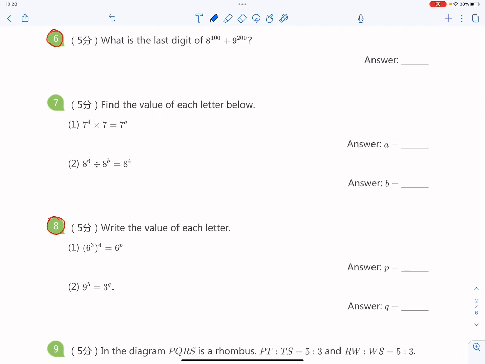Midterm exam solution, question number 6 of the competition. What is the last digit of 8 to the power of 100 plus 9 to the power of 200? So basically it's a cycling problem, right? We learned it in class.